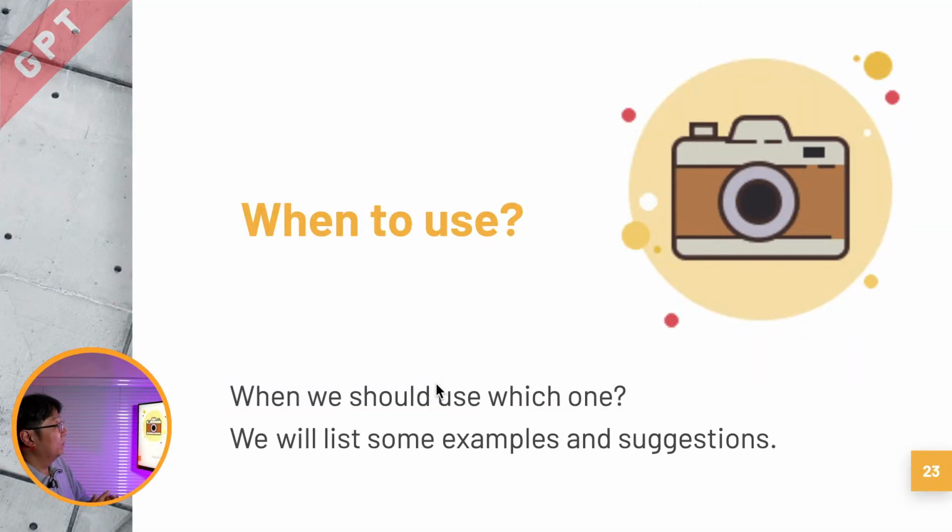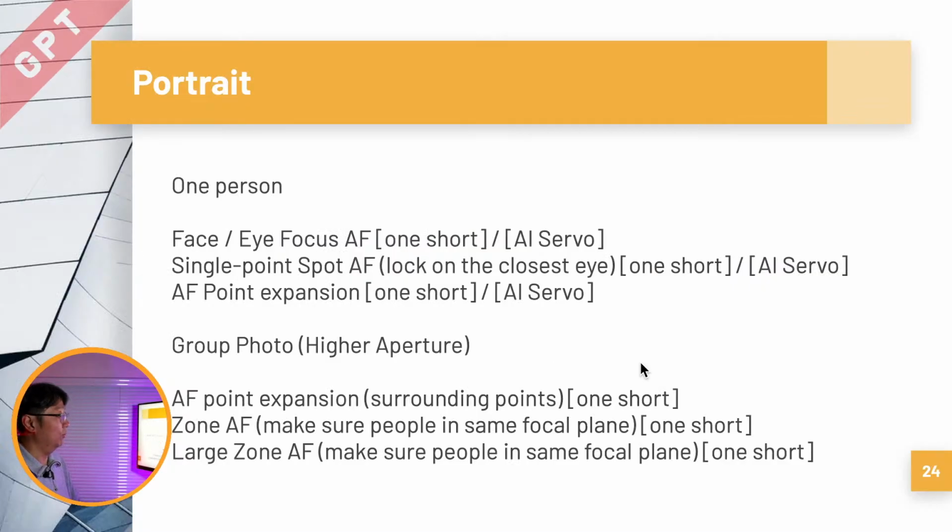Okay, next one. When to use which one? We'll list some samples and explain some suggestions to you. One person or portrait: the best thing is face or eye focus if you have mirrorless. If not, then use single point. You can use one shot or AI Servo.